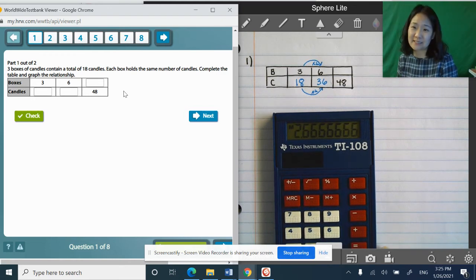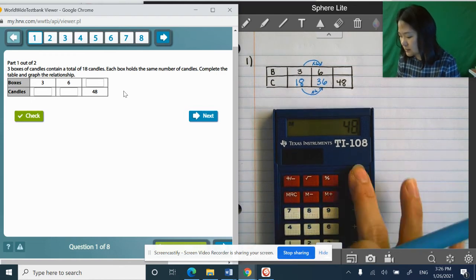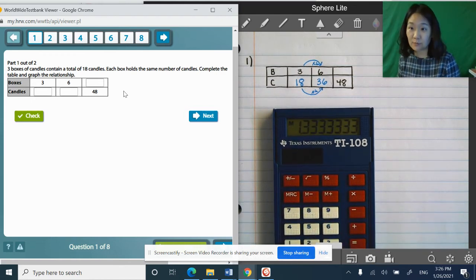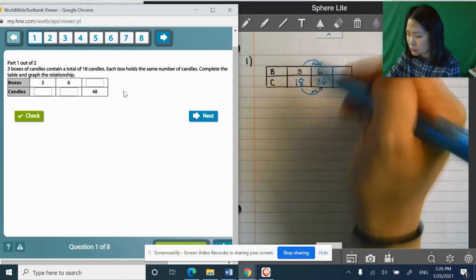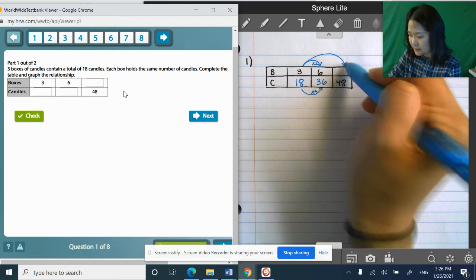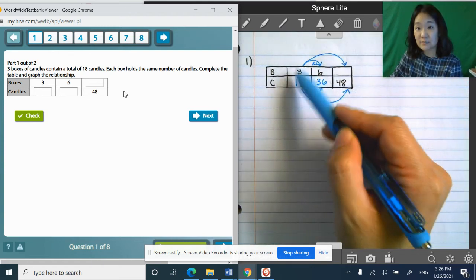Okay? And no, it doesn't. So then that means it's not going to work out. Why don't I try? Just I'm curious. 48 divided by 30. Yeah, that doesn't work either. So what I'm going to do now, in order for me to do this part, is actually simplify this ratio.